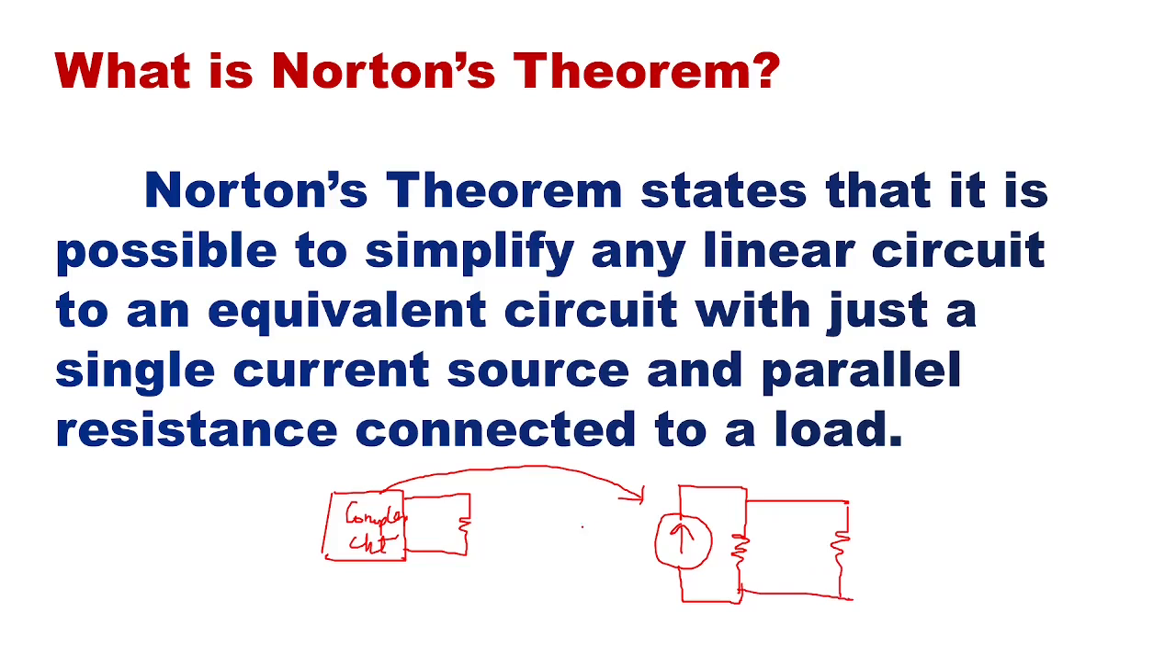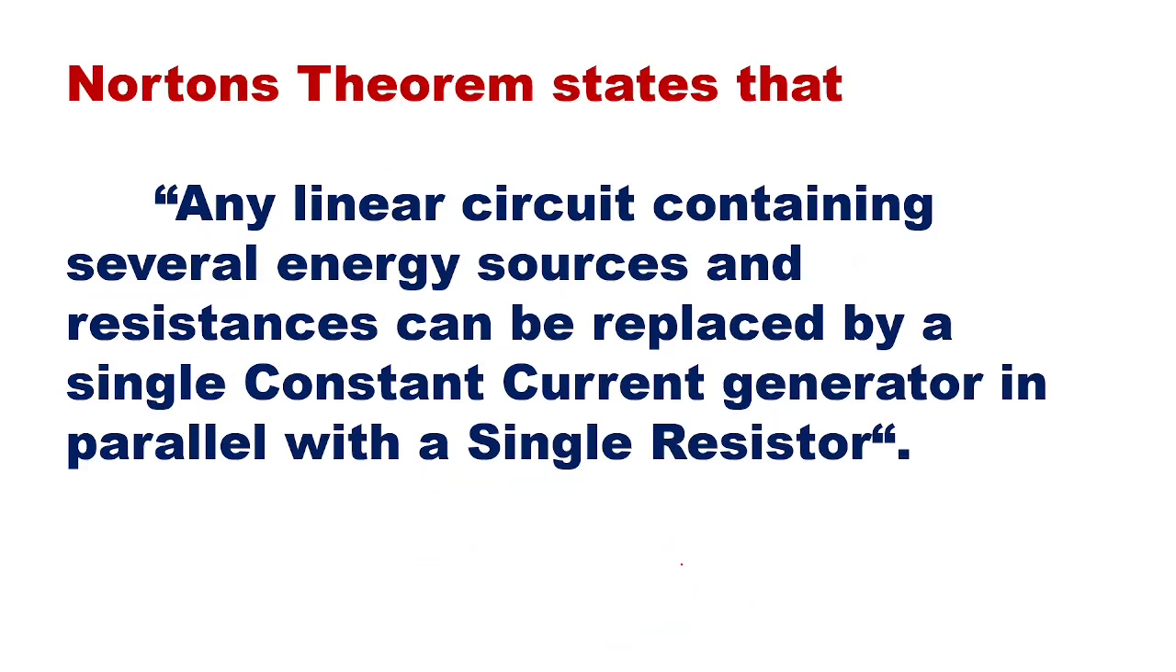So here this was your load circuit. Now this is the equivalent, and this is your load circuit here. You can see the complex circuit is substituted by a current source and a resistance in parallel. This is what Norton's theorem says. Now we can see the statement in another form also. Any linear circuit containing several energy sources and resistances can be replaced by a single constant current generator in parallel with a single resistor. It has the same meaning as Norton's theorem.